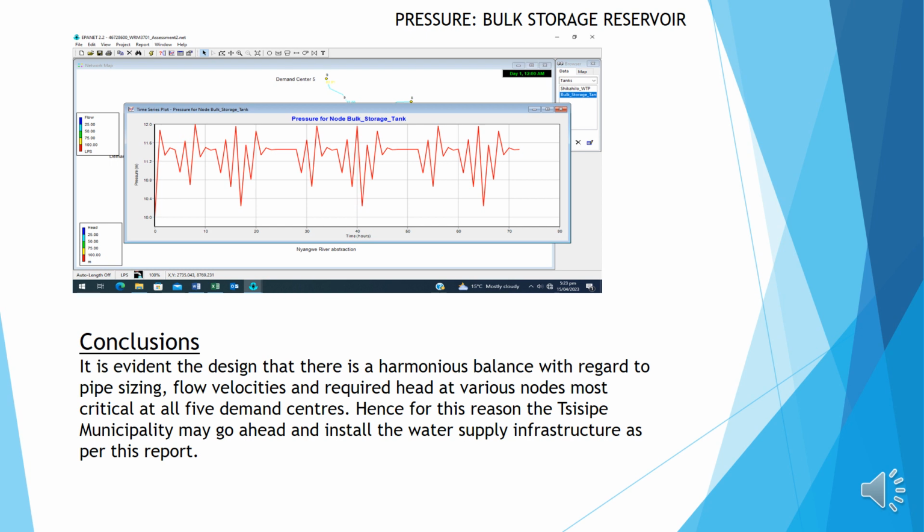It's recommended that the municipality can go ahead and implement the infrastructure for the water supply as per this report.